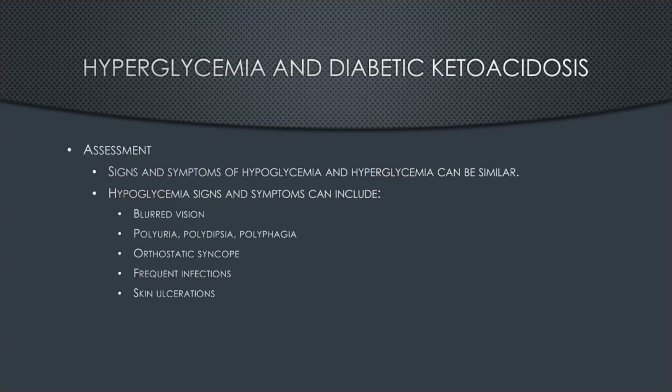So how do these patients present? Well, there's many signs and symptoms of hyperglycemia, but it's similar to hypoglycemia. It could have blurred vision, polyuria, polydipsia, polyphagia. Remember that excessive urine output, excessive thirst, excessive eating, orthostatic syncope, frequent infections, skin ulcerations. All of these things are common, but they're also what you might see in somebody that's hypoglycemic.